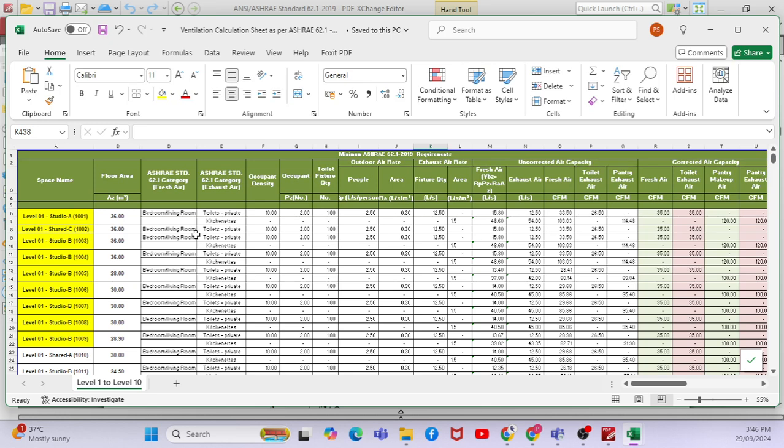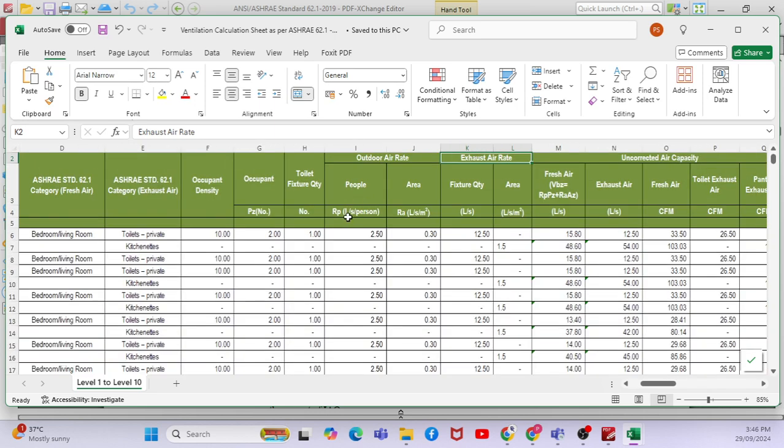The airflow rate is based on the ASHRAE 62.1 categories. You have fresh air and then exhaust air, then different spaces, then the floor area, then the occupant density, and then the outdoor air rate and exhaust air rate. This is what you are going to calculate.